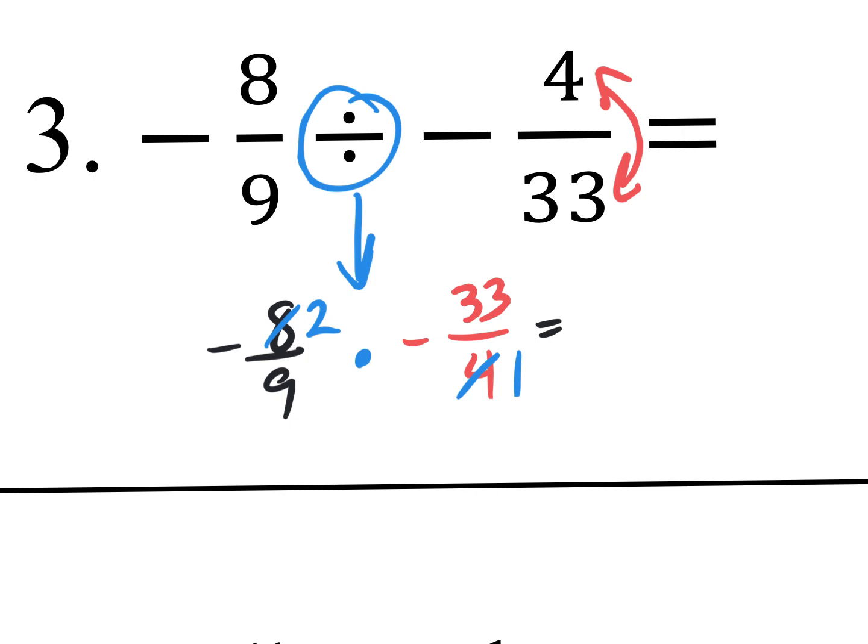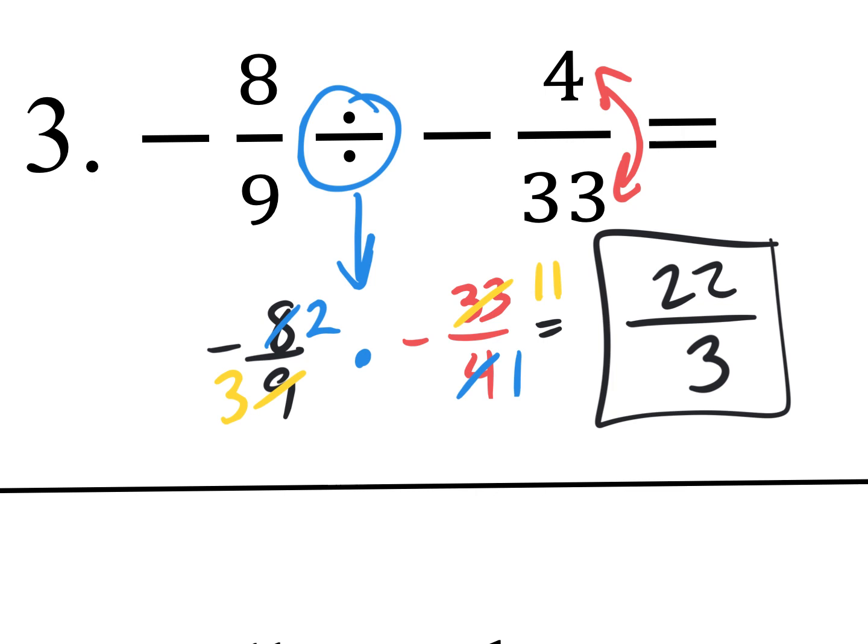Anyway, how about the 9 and the 33? Could I reduce those by 2? No. Could I reduce those by 3? Actually, yeah, right? The 9 and the 33, they're both divisible by 3. So check this out. 9 divided by 3 is 3, and 33 divided by 3 is 11. So I've reduced everything possible. Now I could multiply. First of all, the signs, a negative times a negative is going to be a positive. I don't have to worry about it anymore. Up on top, 2 times 11 is going to be 22. And on the bottom, 3 times 1 is going to be 3. And there's our answer, 22/3, right?